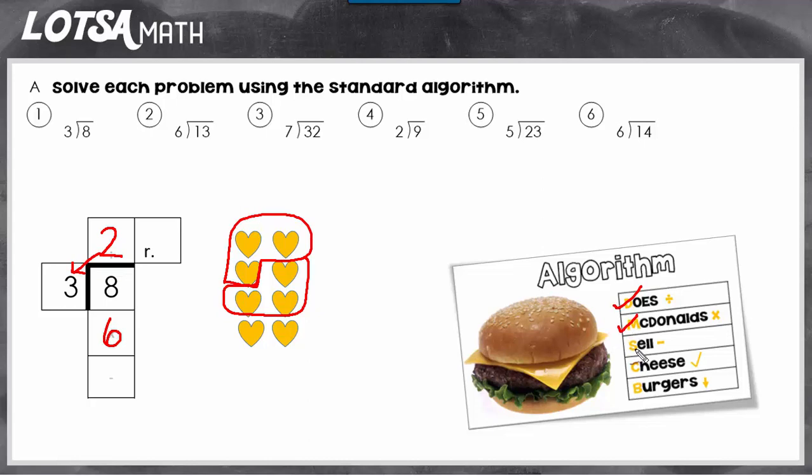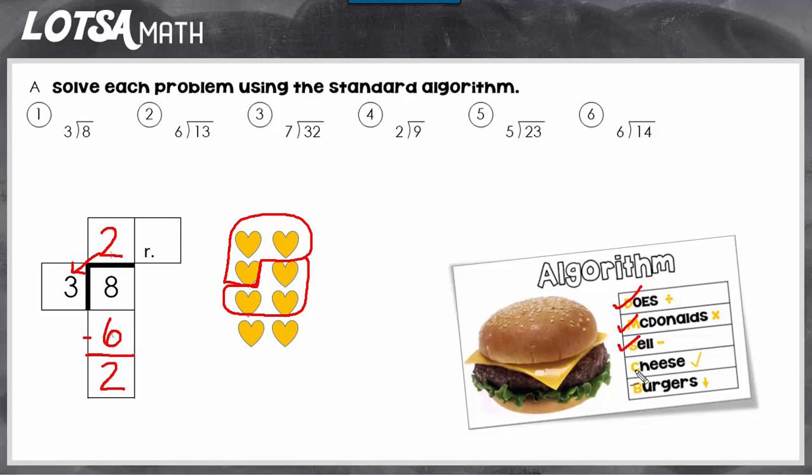And now we're on the subtract step. We are going to subtract the number we just wrote from the original number of hearts. So we had 8 hearts. We were able to group 6 of them up. And if we subtract that, it's going to give us the number of hearts that were left. And if we look up here at our model, we can see that there were 2 hearts left. And that's what that 2 represents.